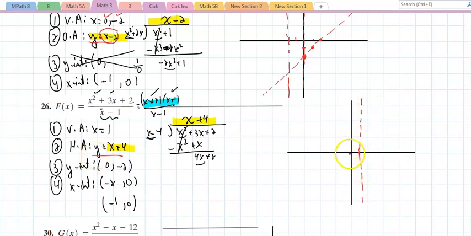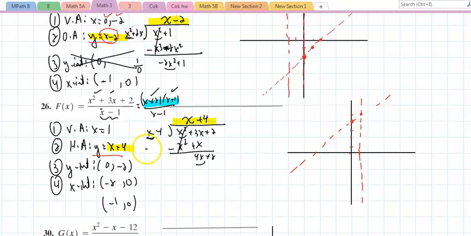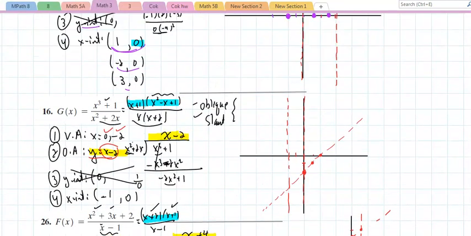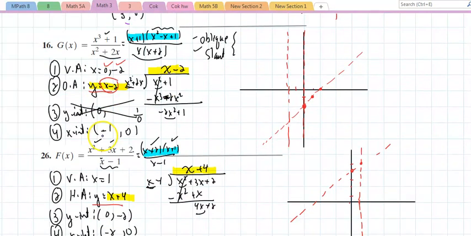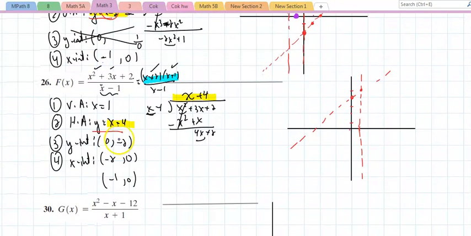Y equals x plus 4. 1, 2, 3, 4. Rise 1, run 1. The graph must pass through its intercept. Oh, I didn't put the intercept in the previous problem. This graph only has an intercept at negative 1, 0. Pretty good. There it is. Here, I have 3 of them. I have one at 0, negative 2.